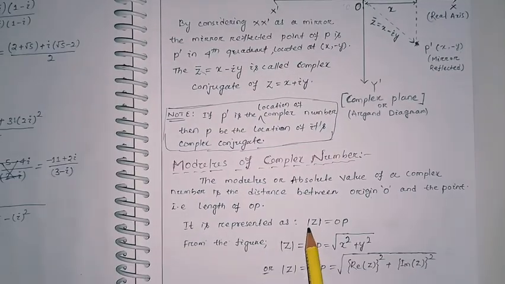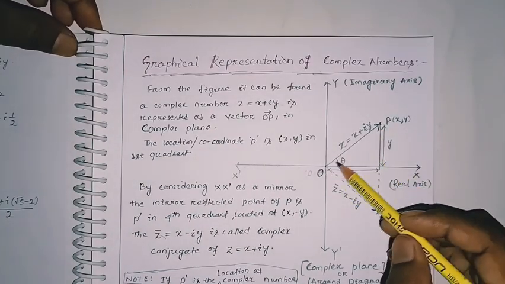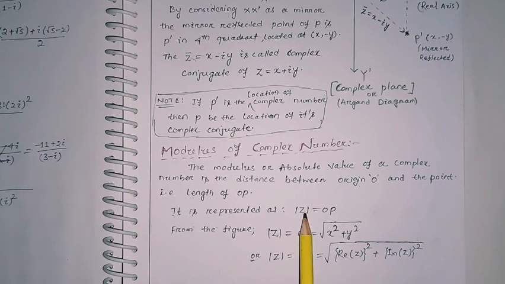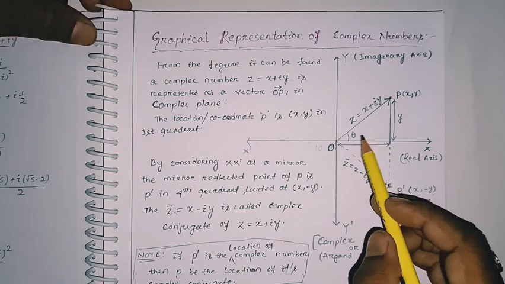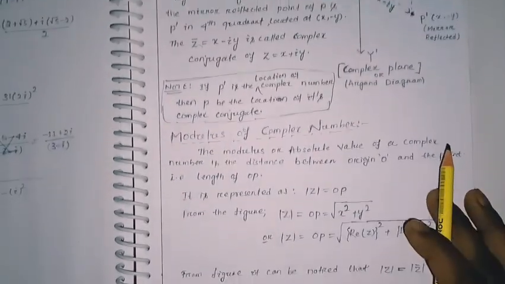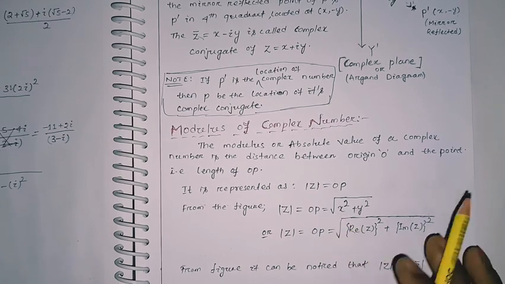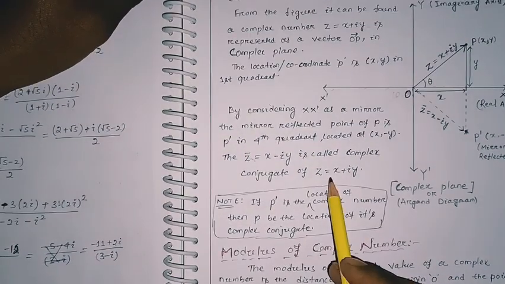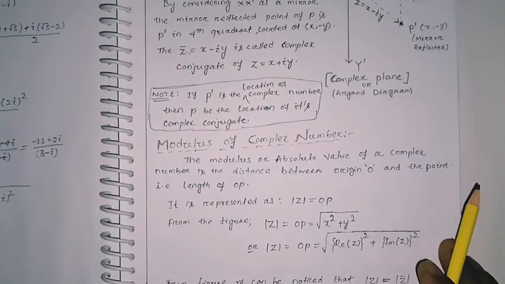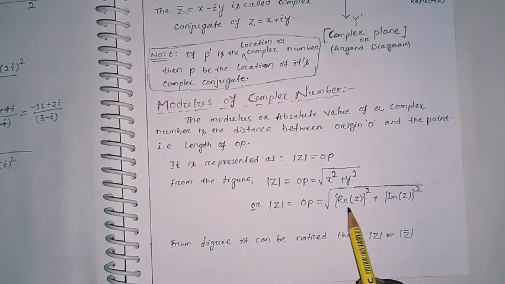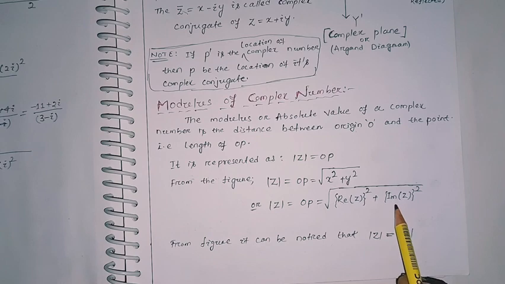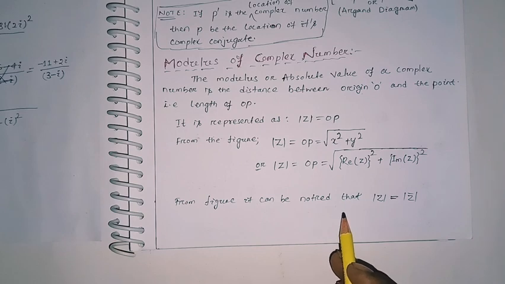It is represented as mod z, that is your distance from O to P. This distance O to P is represented by mod z, and the value of mod z will be the square root of x square plus y square. If we consider the Pythagoras theorem, then it will be the square root of x square plus y square. Or we can write it using the real part. If z equals x plus iy, then x is the real part of the complex number and y is the imaginary part. So we can write it in this form as the square root of the real part of z squared plus the imaginary part of z squared.